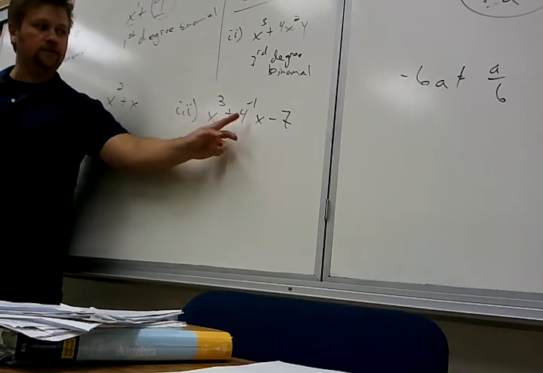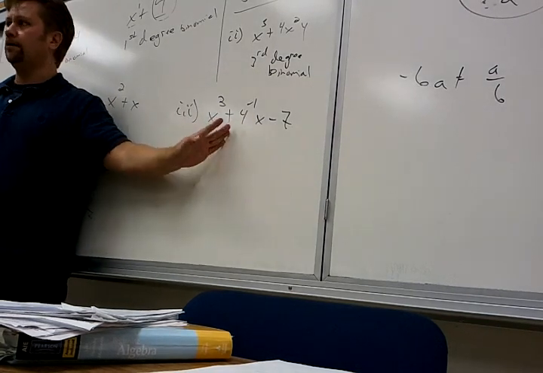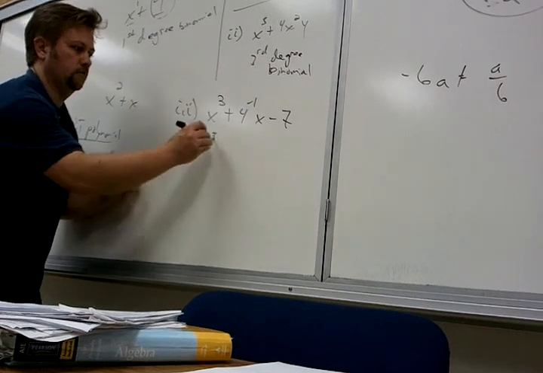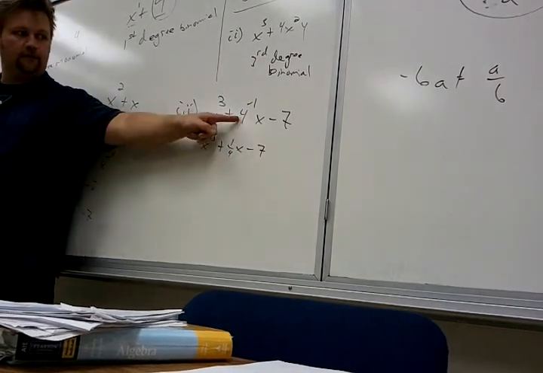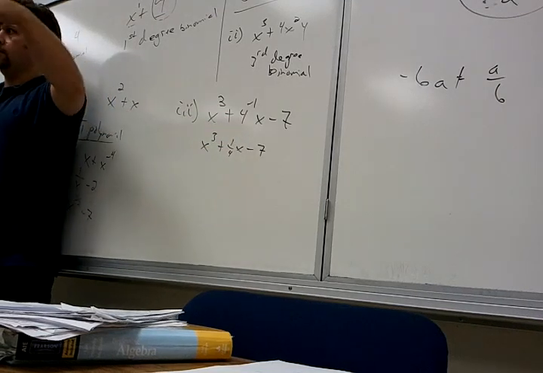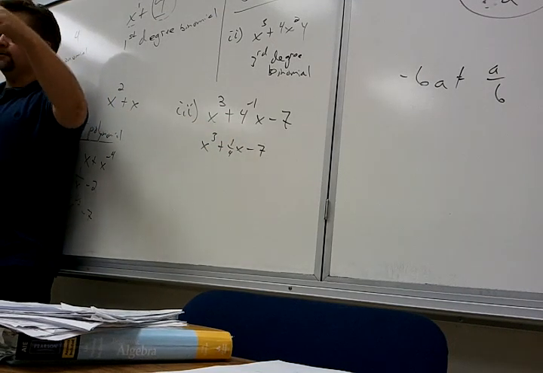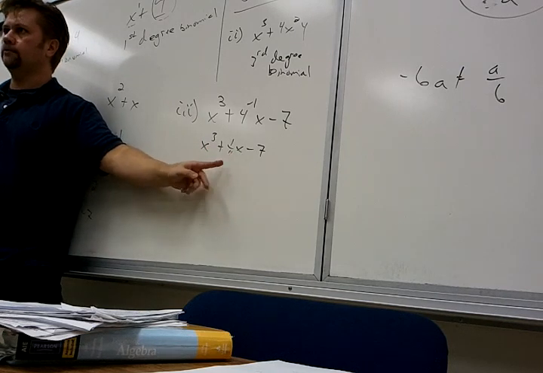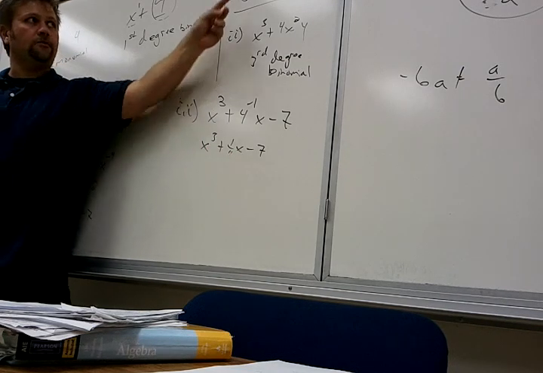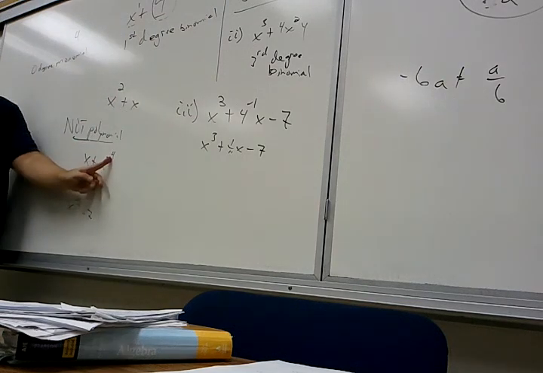Is there any variable raised to a negative power? No. So it's a polynomial. I just wrote it in an evil way. Same thing, right? 4 to the negative 1 is 1/4. So it's fine. All the variables are to whole number powers. So that is a trinomial. It's the variables themselves that can't be raised to a negative power.